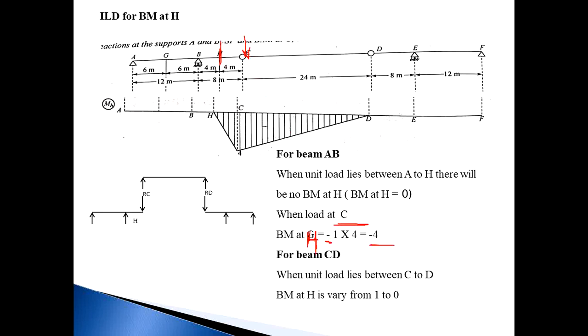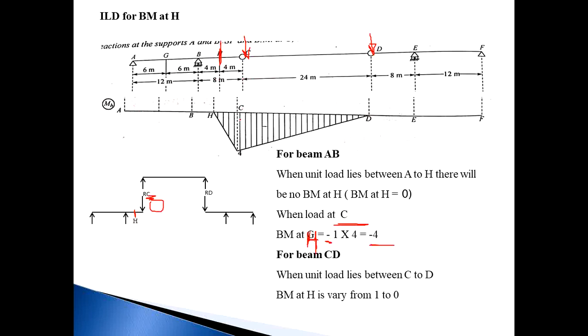Then similarly, when the load moves from C to D, when the load acts at point D, your RC becomes 0. As per the previous discussion, when RC is 0, the value at H automatically becomes 0. So when the load is at point D, the bending moment at H becomes 0, and when the load crosses point D, there is no reaction RC, so it will automatically be 0.